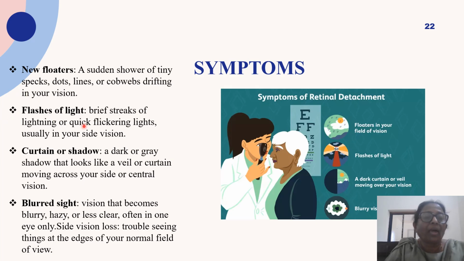Symptoms are new floaters, flashes of light, curtain or shadow, and blurred sight. Floaters are a sudden shower of tiny specks, dots, lines or cobwebs drifting in your vision. Flashes of light are brief streaks of lightning or flickering lights, usually in your side vision. Curtain or shadow is a dark or grey shadow that looks like a veil or curtain moving across your side or central vision. Blurred sight is vision that becomes blurry, hazy or less clear, often in one eye only. Side vision loss is trouble seeing things at the edge of your normal field of vision. These are the symptoms.